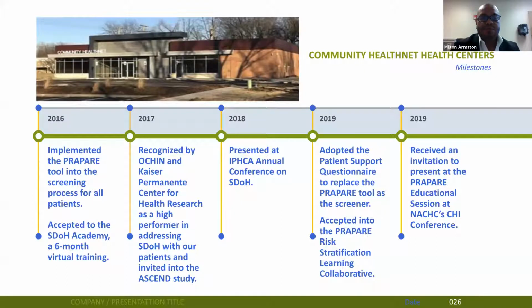2019 was very important because Community Health Net was invited to be a part of the Risk Stratification Learning Collaborative. And it was a very exciting time. And I left that training, it was in San Diego, and came back to Community Health Net really excited and charged about the work that we had done over a 2-day period. So this slide really shows that Community Health Net has been doing social determinants of health for a while now. Next slide.